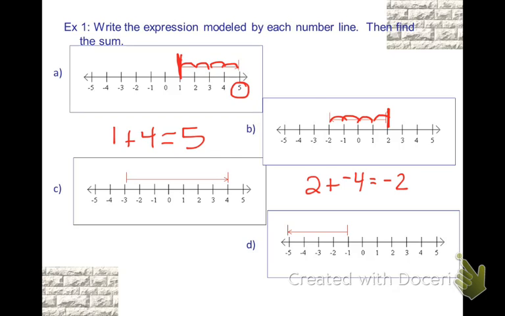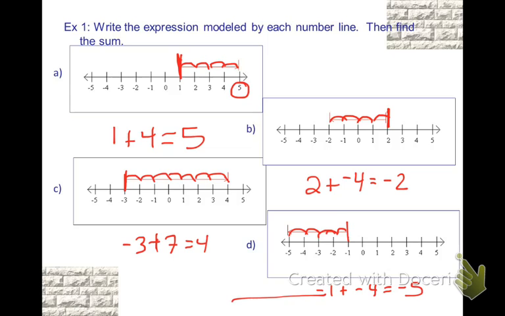Why don't you try C and D on your own? Put me on pause, and when you are finished, check and see if you're correct. Okay, so for C, it's -3 plus 7 equals 4, and D is -1 plus -4, which equals -5.